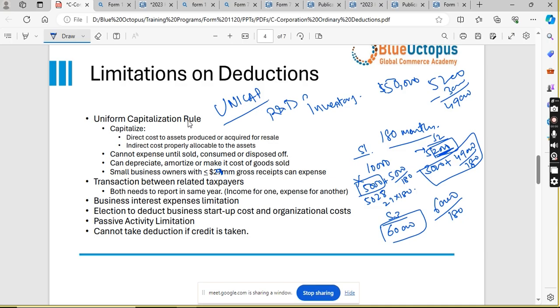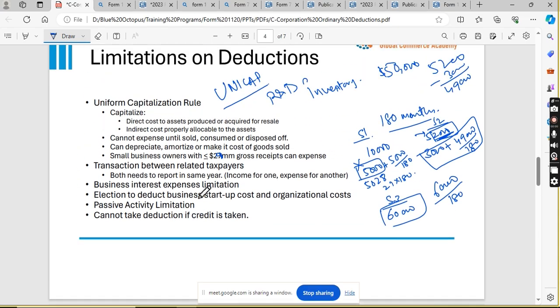Then we have the passive activity limitation. Passive activity limitation says that you can take the expenses up to the passive income only. You cannot adjust it with other kinds of income, right? And if you have taken any credit, then you cannot take the deduction. So if you have taken a credit for any specific cost, let's say you have taken the energy efficient credit, then you cannot take the energy efficient deduction. So you have to take either one of them. So these are certain limitations you need to keep in mind. Like you cannot take an expense in two ways. Okay.